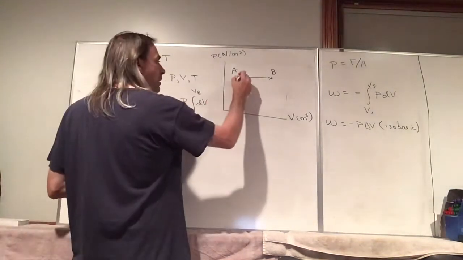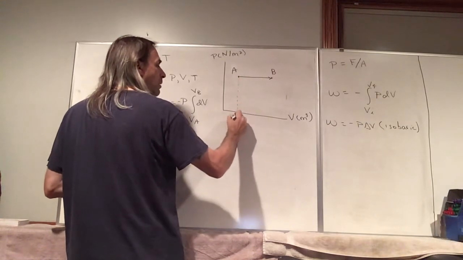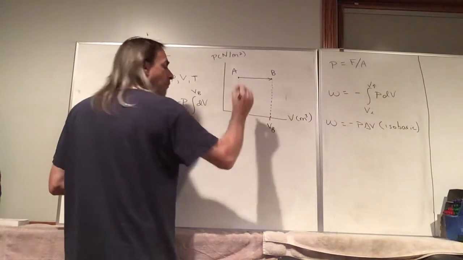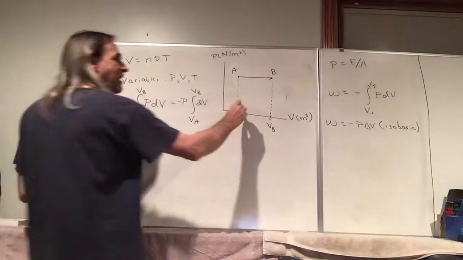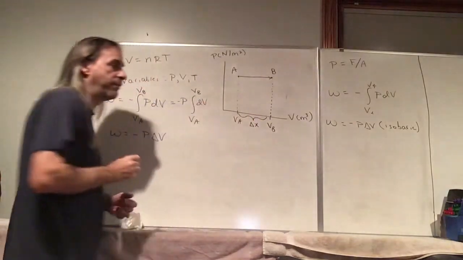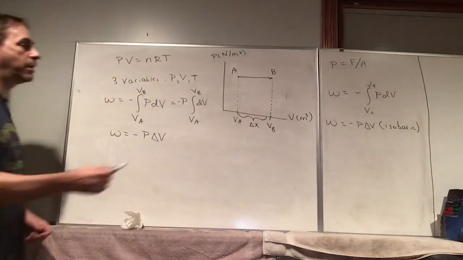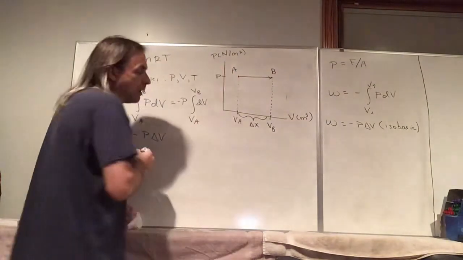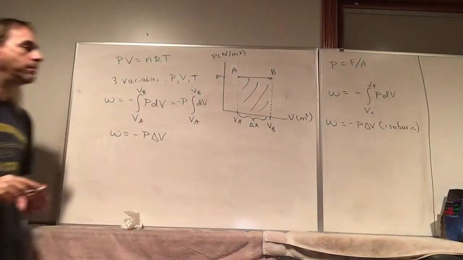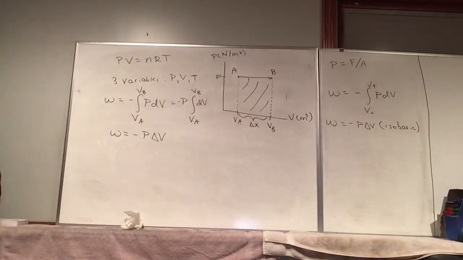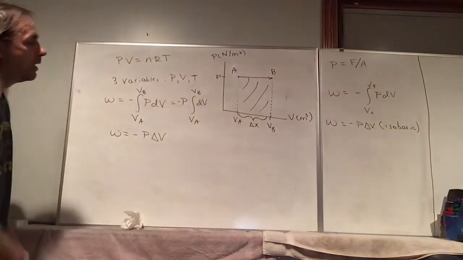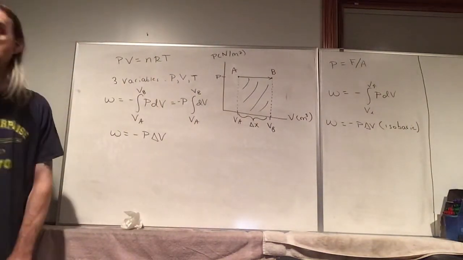And here we start at volume A, and we end at volume B. And so the distance between these two points, that's the change in volume delta V. And P is this constant pressure here. And so P delta V is the area underneath this PV diagram. So that magnitude of the work is the area under this graph. Now, that applies to an isobaric process.